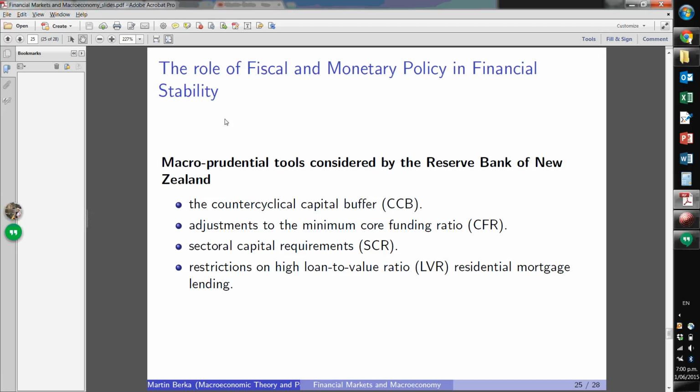And most famously, I guess, is the restriction on high loan-to-value ratio, LVR, for residential mortgage lending. That's the most common one, the most up in the news one, which has just risen or is going to rise in October again. The restrictions are going to get more stringent.